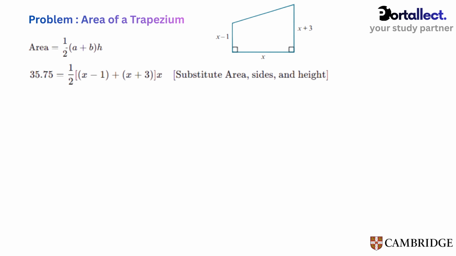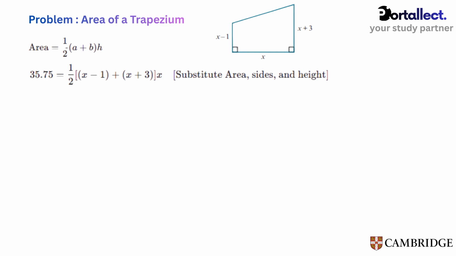Now we look at the trapezium problem. Finding x. To find the value of x, we start with the formula for the area of a trapezium. Area equals 1/2 times the sum of the parallel sides times the height. First, we substitute our known values into the equation. We set 35.75 equal to 1/2. Then in brackets, we add the first side, x minus 1, to the second side, x plus 3, all multiplied by the height, x.